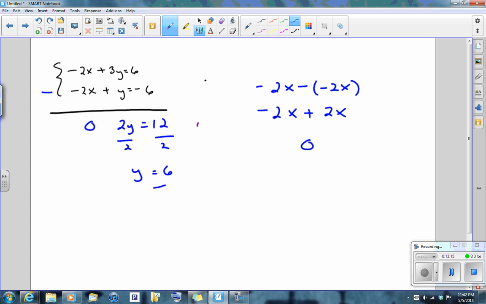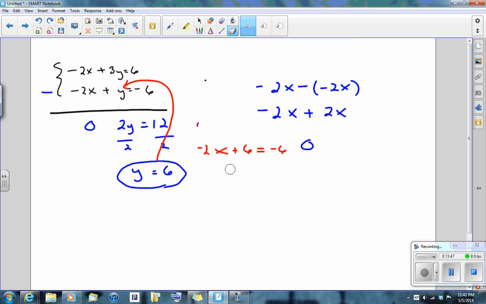So that's our y. We can take that and put it into either one of the equations, whichever one you like. I'm going to put it into this one. So my equation, -2x plus 6 equals -6. Well, that's a stretchy x. So -2x. Well, actually, let's do this. We have to subtract that 6 first.